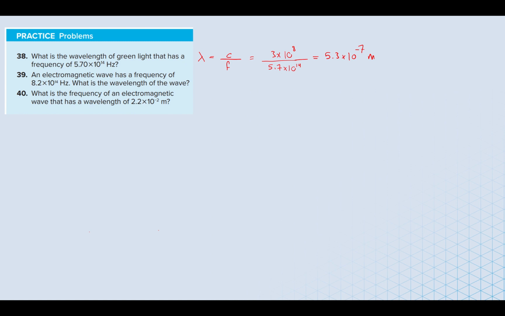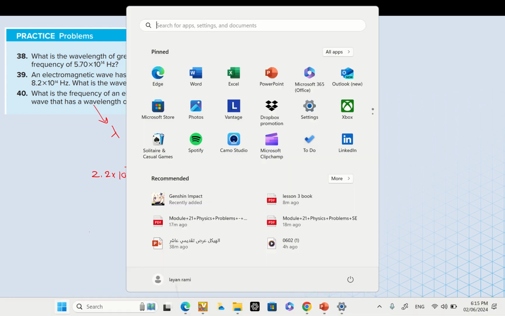An electromagnetic wave has a frequency of this much. What is the wavelength? So again, the same way, you will divide C over F and find the answer. What is the frequency of an electromagnetic wave with this wavelength? In this case, you will rearrange the equation or shift solve it. Here he gave me the wavelength. It is 2.2 times 10 to the power of negative 2. And the unknown is the frequency. So you'll shift solve it on the calculator and find F.